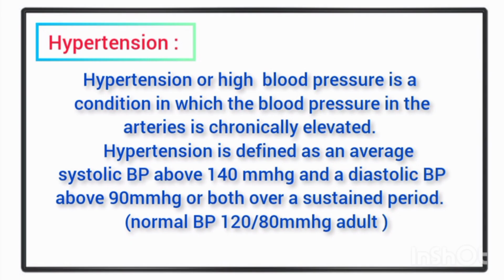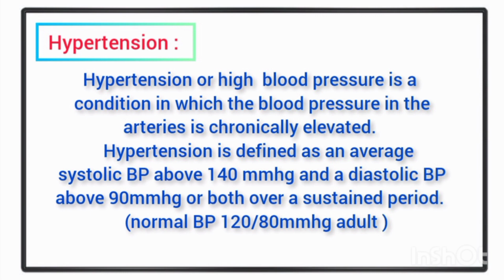So what is hypertension? Hypertension or high blood pressure, right? Hypertension, also known as high blood pressure, is a condition in which the blood pressure in the arteries is chronically elevated. Means in hypertension, what will happen in the arteries? The blood pressure becomes increased.